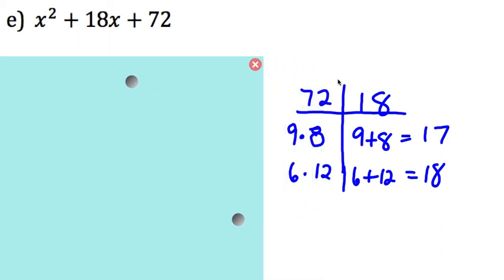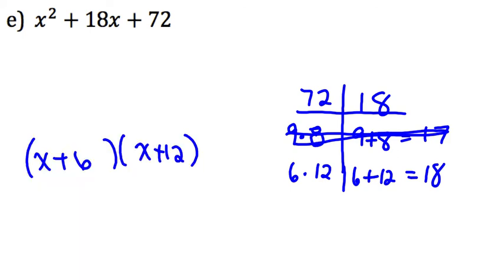72. I'm looking for numbers that multiply to give me 72. So I started with 9 times 8. 9 plus 8 gave me 17. So I got close, but that one didn't work. So I thought about it a little bit more, and I said, okay, well, I know 6 times 12 is 72. 6 plus 12 is 18. So in my answer, x plus 6, x plus 12, final answer right here.